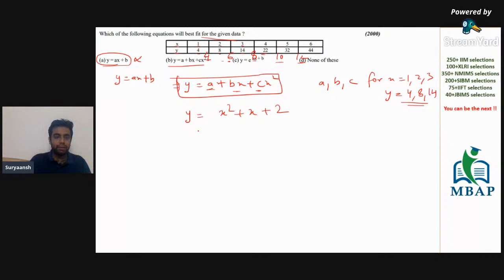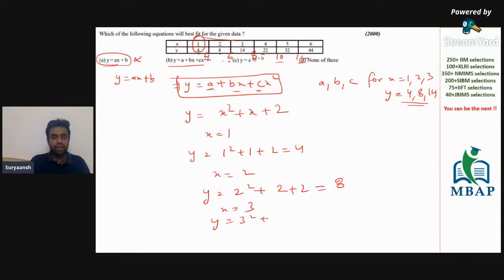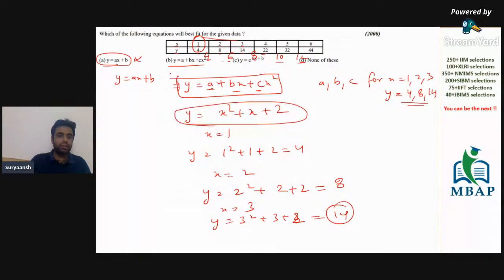So this is the relationship. You can actually check this by substituting any value. For x equal to 1, y would be 1 square plus 1 plus 2, which is 4. This is matching. For x equal to 2, y would be 2 square plus 2 plus 2, which is 8. This is also matching. For x equal to 3, y would be 3 square plus 3 plus 2, which is 14. This is also matching. And so on. So this would match for all the values. This is the equation in the form of a quadratic equation between y and x. The answer is option B.